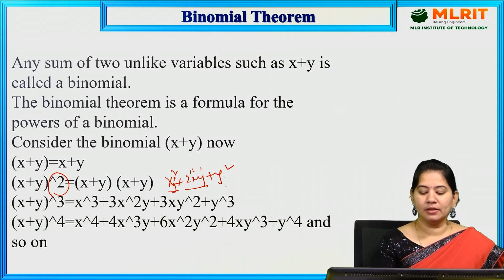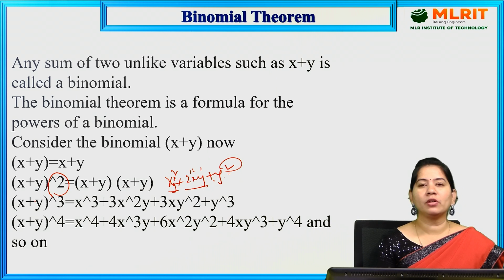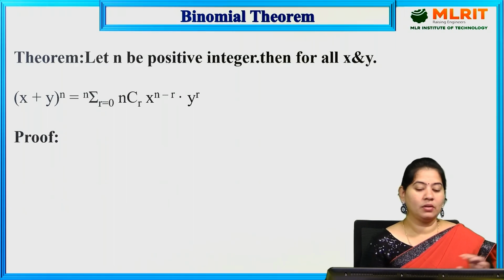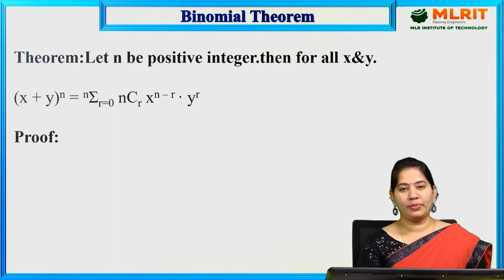And in y square, x power 0. 0 plus 2 is again 2. Means in each term, the sum of the powers is equal to the power of the binomial. So like this, if you observe, we have some steps also. Now let us see how to solve the binomial theorem.